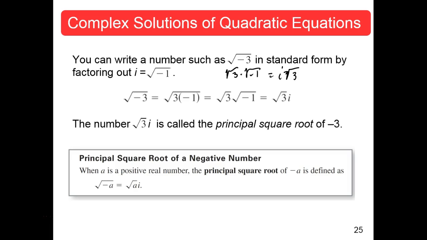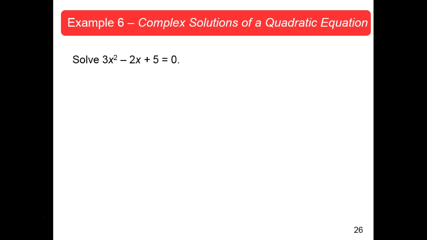Okay? So the number square root of 3 times i is called the principal square root of negative 3. So, what is the principal square root of a negative number? When a is a positive real number, the principal square root of negative a is defined as i times the square root of a. I just don't like writing the i at the end for square roots, just because it's really easy to confuse, but square root of a times i. Again, nothing you have to be responsible for, but just knowing it.